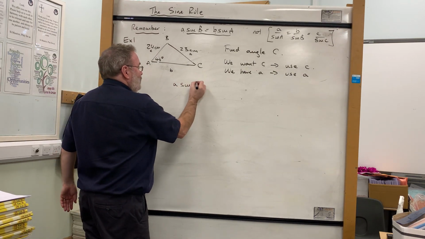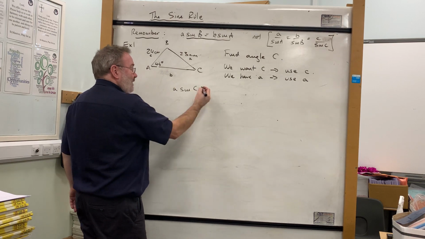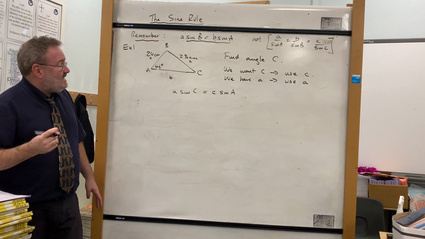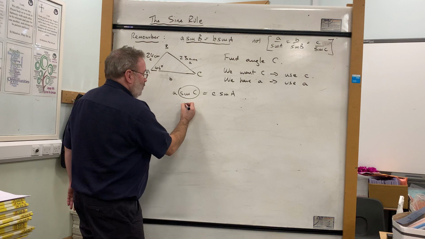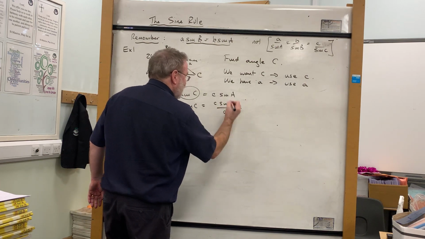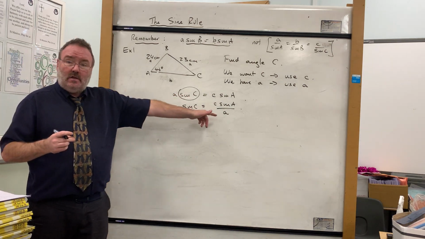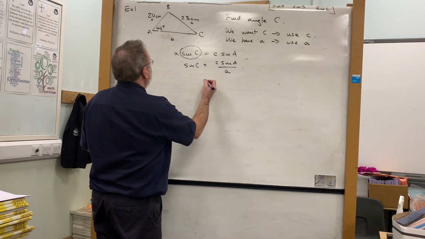And remember, it's very important to have the thing you want to find on the left hand side of the equation. So you get A sine C equals C sine A. Again, put a circle around the thing you want to find, because the process is always the same. Whatever is beside the thing you circled goes down and divides on the other side, and then the rest of the question is just fill in the numbers, get the answer.